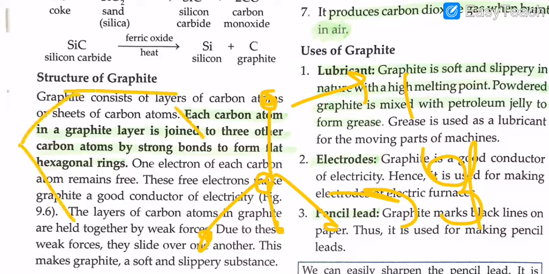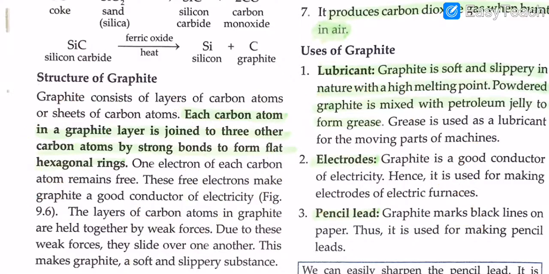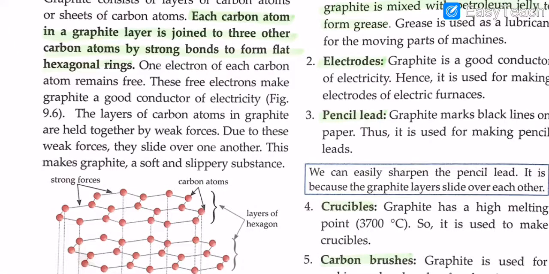And this forms hexagonal rings. A hexagon looks something like this. 1, 2, 3, 4, 5, 6. Again, all of these are definite geometric patterns. So 1 electron of each carbon atom remains free. These free electrons make graphite a good conductor of electricity. The layers of carbon atoms in graphite are held together by weak forces. To sum it up, one electron of each carbon atom always remains free.